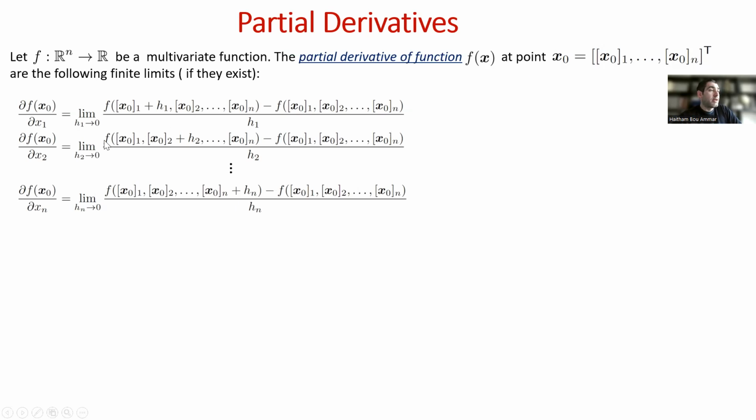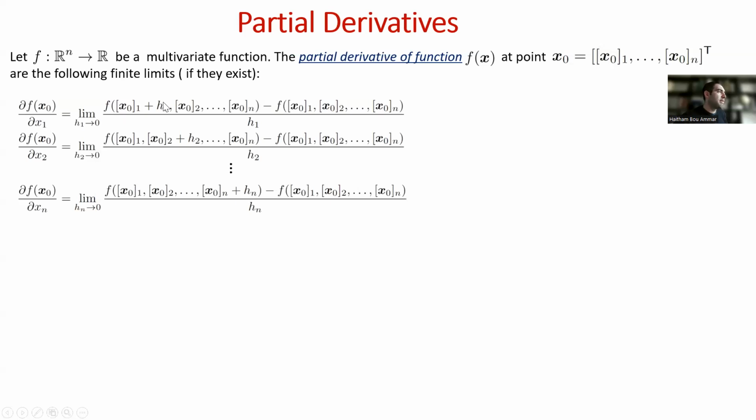point x0. And in order to compute that, following the univariate case, for each of the n components, we consider the limit of the displacement at the corresponding component with respect to which we want to compute the partial derivative of the function, evaluated at this displacement h1. So, for example, let's consider the first computation. We compute the partial derivative of the function f with respect to the first component at the point x0.